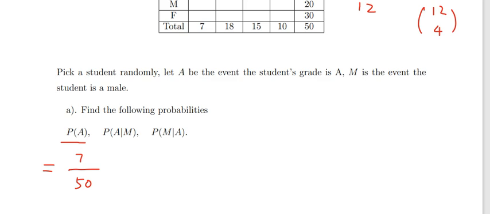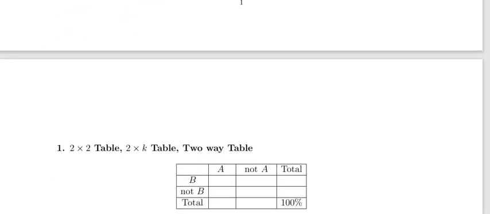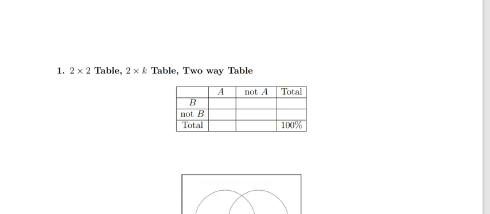So those are the probabilities. Conditional probability means we just focus on male students. Among male students, we have 20 in total. So we check among the 20, how many students got A, right? So that's a conditional probability. Okay. For 2 factors, we usually can use a 2 by 2 table or a 2 by K table.